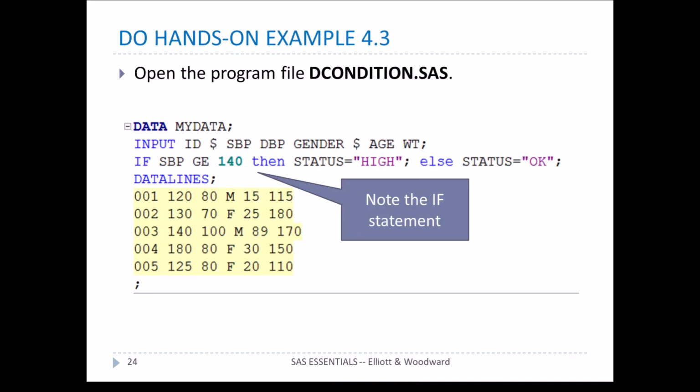So let's look at example 4.3. Open the program called decondition.sas. In this case, let's look at this data where we're reading in my data, inputting several variables, and we have the statement, if systolic blood pressure greater than or equal 140, etc. In this case, we're going to call it status equal high, else status equal okay. We're looking for people to identify them as maybe high risk, high blood pressure, etc.